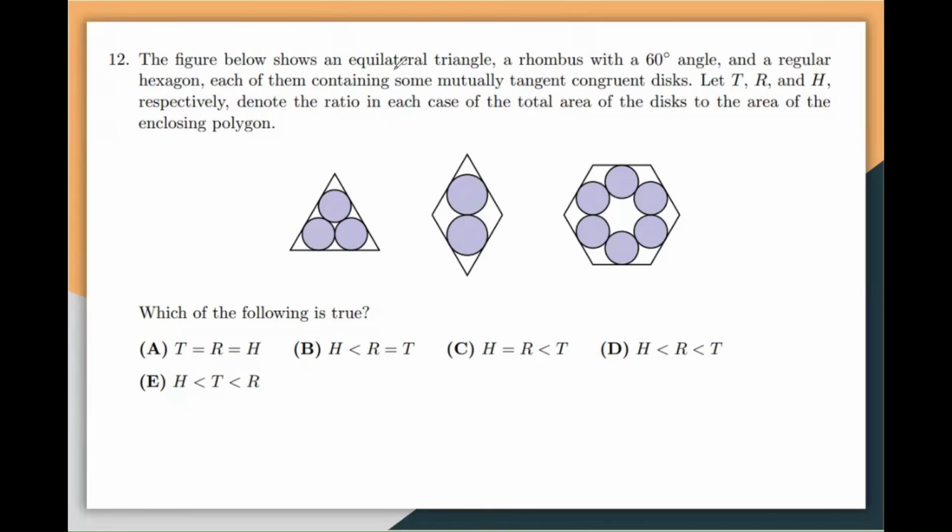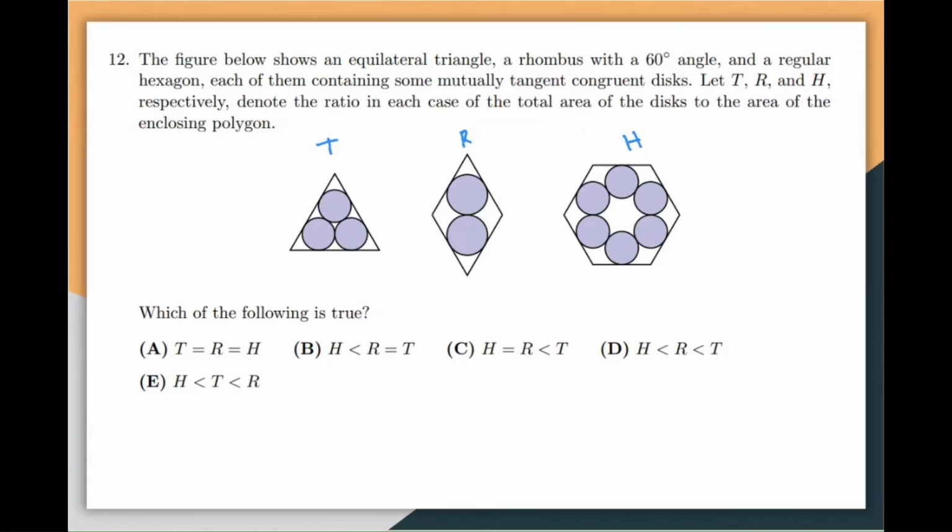The figure below shows an equilateral triangle, a rhombus with a 60-degree angle, and a regular hexagon, each of them containing some mutually tangent congruent disks, which are like circles, labeled T, R, H, respectively. The first one was the triangle, so this has to be T, the next is R, and this is H. And the ratio in each case of the total area of the disks to the area of the enclosing polygon is what we are interested in. So the area of these 3 circles to the area of the triangle, or 2 circles to the area of the rhombus, or the sum of the areas of the circles to the area of the regular hexagon. And we want to relate those.